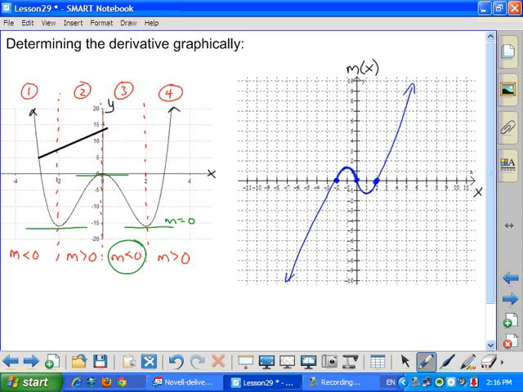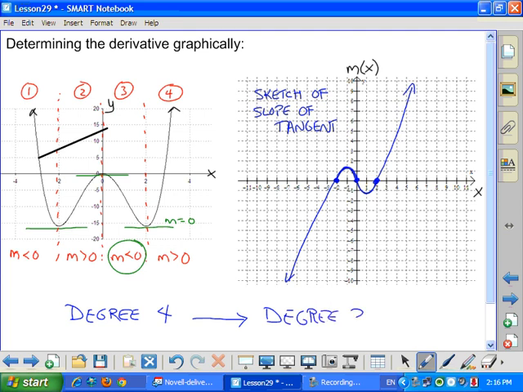So what do we notice here? We notice that we had a quartic, a degree 4 function, or degree 4 polynomial, and when we gave a rough sketch of the derivative, a sketch of the slope of the tangent, we find that the resulting general shape here is a degree 3 polynomial. So the degree, in this case, seemed to drop down 1. So I went from degree 4 to degree 3. So we'll do one more investigation to see if that trend continues.